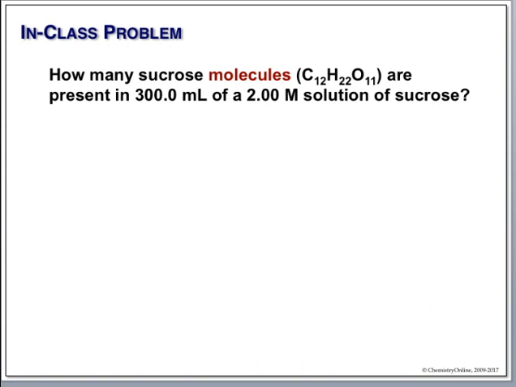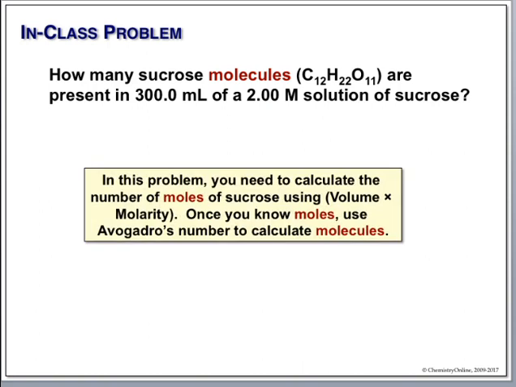Now, how in the world are we going to figure that out? How many molecules? Well, very simply, if we know how many moles are in there, we know how many molecules there are in a mole. Thank you, Avogadro, right? All we have to do is figure out moles of sucrose and then use Avogadro's number to calculate number of molecules.